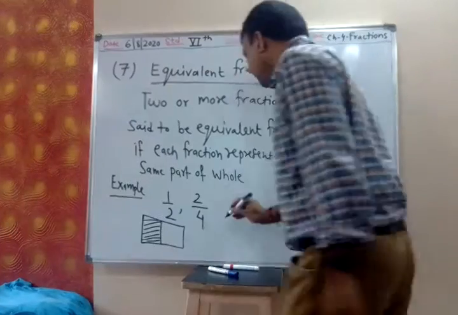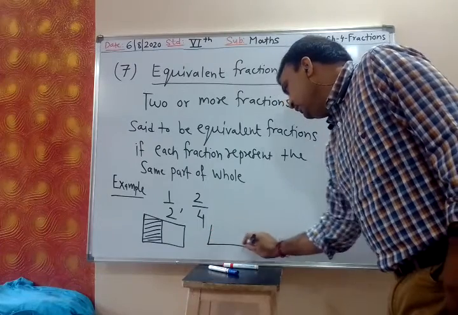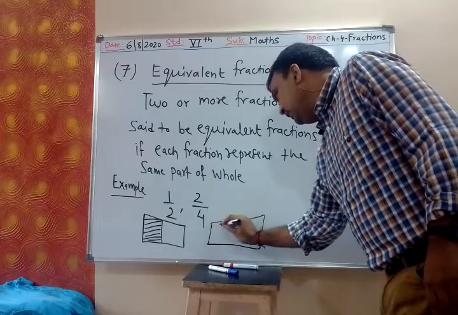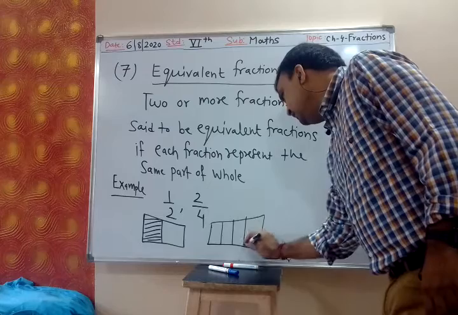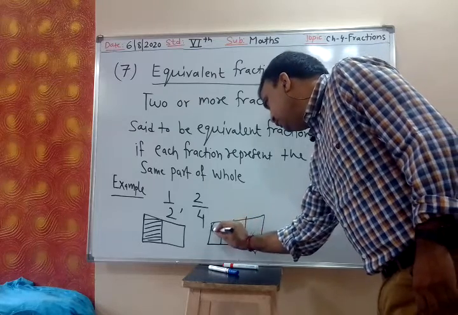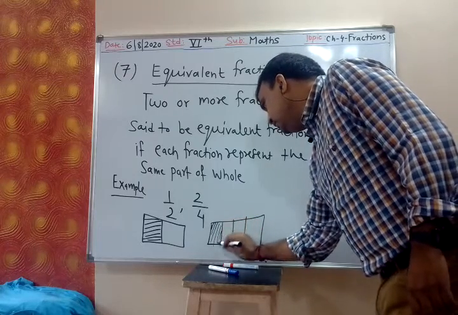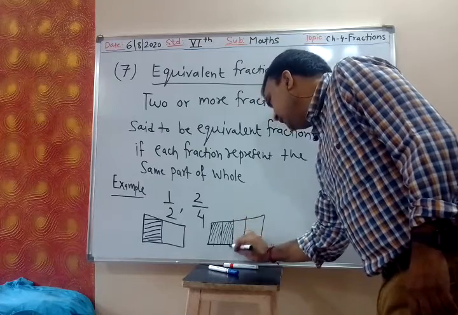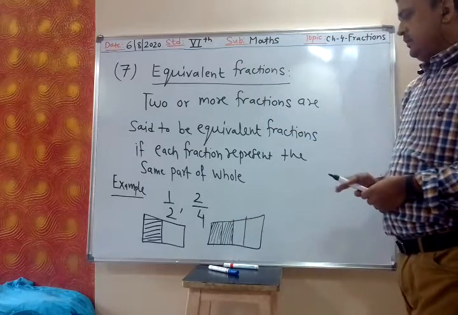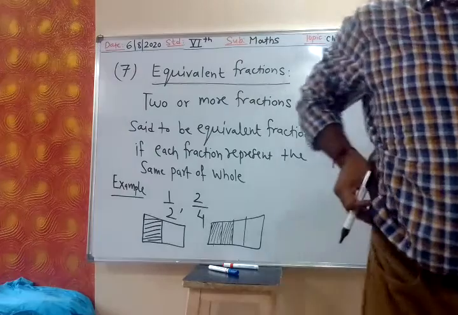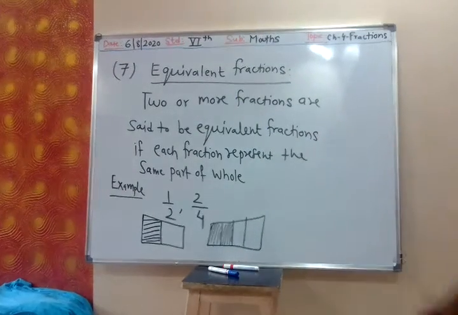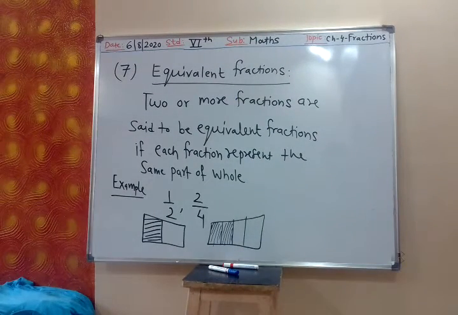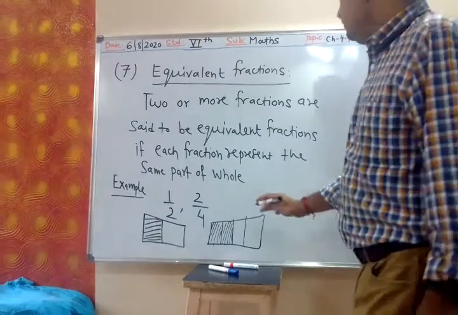We can take 2 by 4. Draw that. There are four parts and 2 by 4 means two parts of the whole. 2 by 4 means even half of the whole. 1 by 2 also means half of the whole. So they represent the same value.